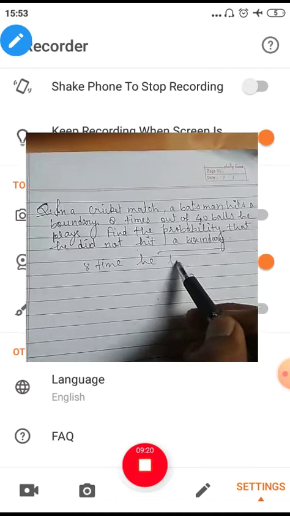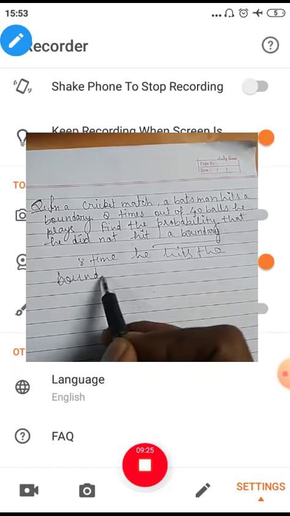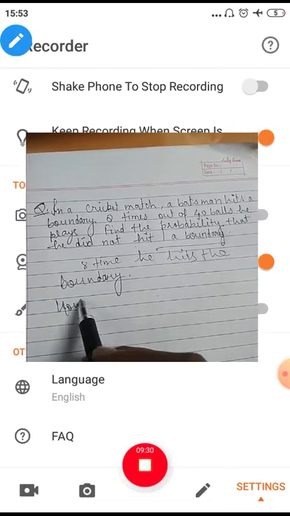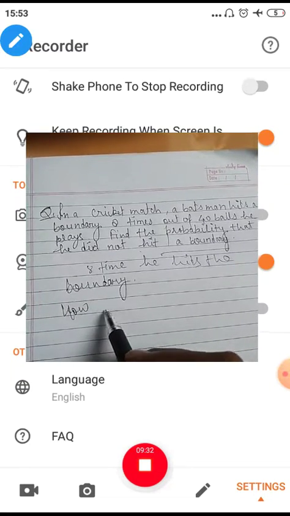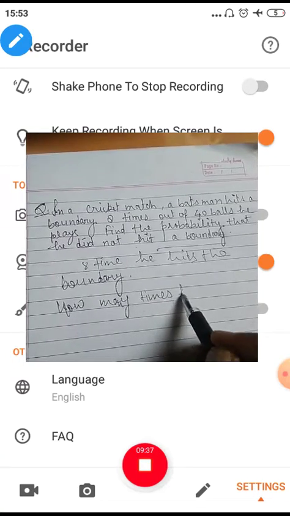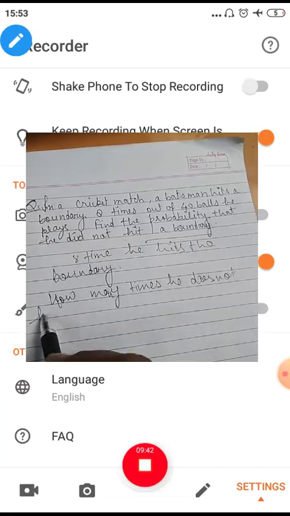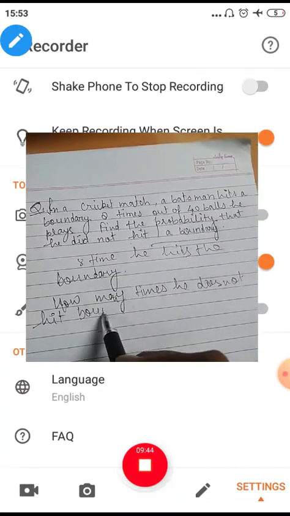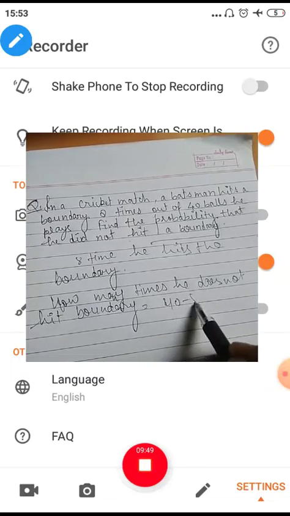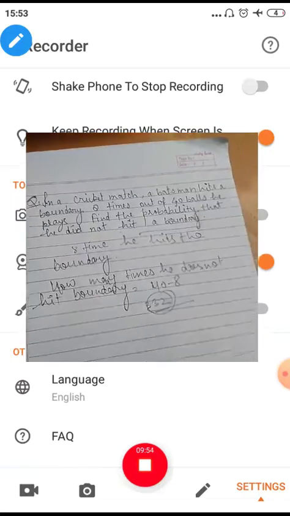8 times he hits the boundary. Okay. Then you have to find how many times he does not hit a boundary. 40 minus 8, so 32. 32 times he does not hit the boundary.